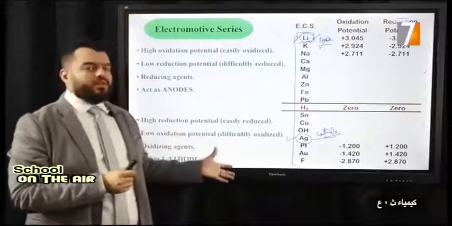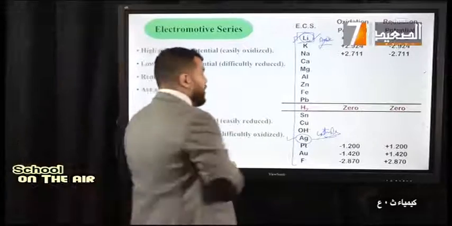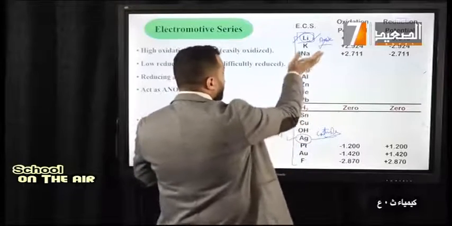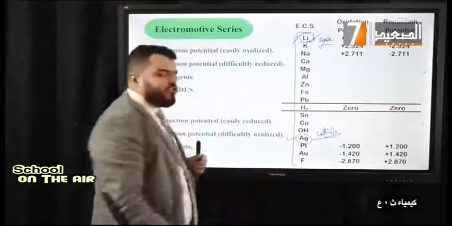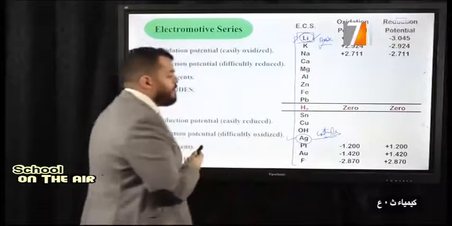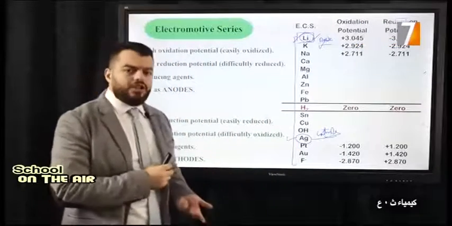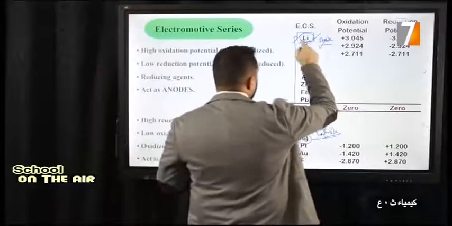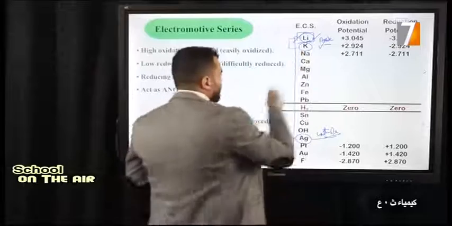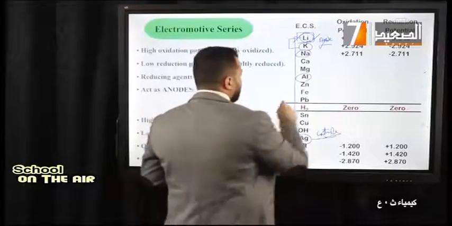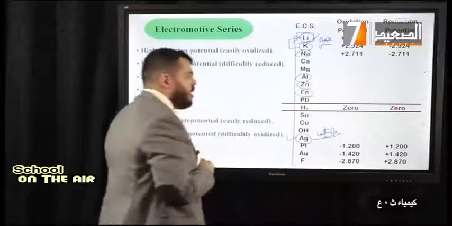With your idea, there would be no galvanic cell for two elements which are above the hydrogen, and there would not be a galvanic cell for two elements which are below the hydrogen. And it's wrong. You can make a galvanic cell with lithium and potassium. You can make a galvanic cell with sodium and aluminium. You can make a galvanic cell with zinc and iron.